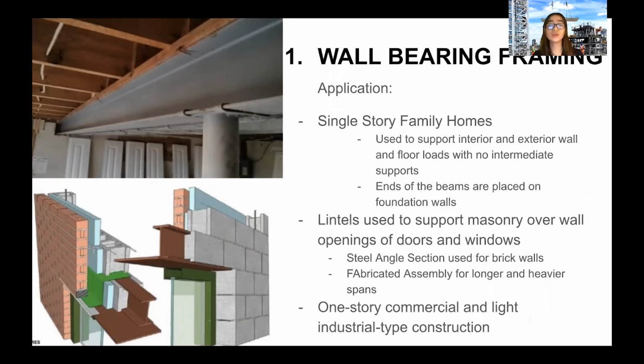Next are lintels used to support masonry over wall openings of doors and windows, because they place structural steel lintels on top to keep the bricks from falling into the openings. Steel angle sections are used for brick walls, and fabricated assemblies for longer and heavier spans.